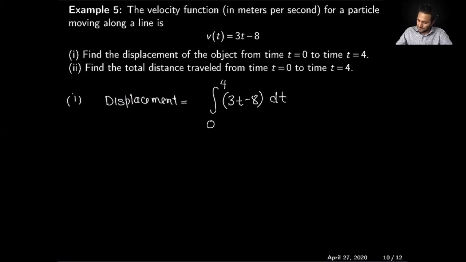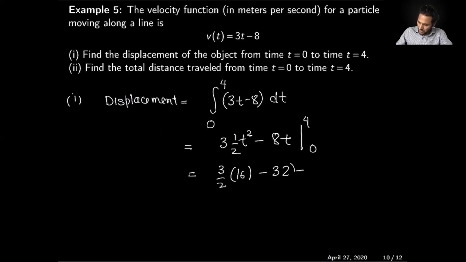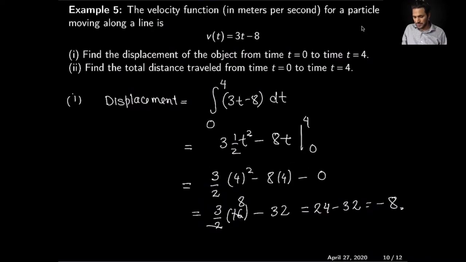displacement function. So the definite integral of this will be 3t squared divided by 2, minus 8t. Upper limit is 4, lower limit is 0. So therefore, this will give me 3/2. If I plug the upper limit, this is going to be 16, and this is going to be 4 times 8, which is 32. When I plug the lower limit, everything is 0. So this is the calculation of this definite integral.